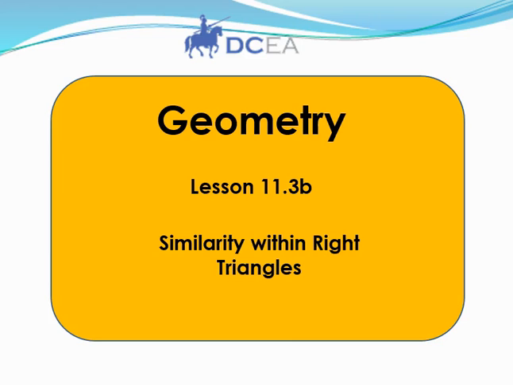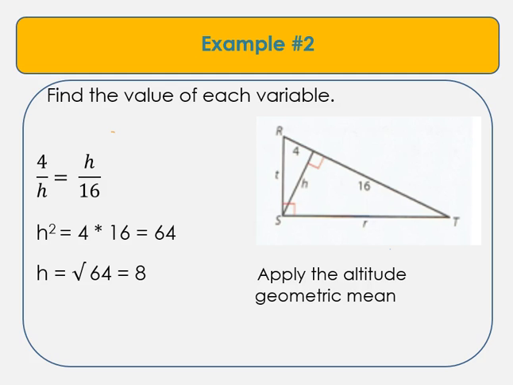Let's move on to the second part of lesson 11.3. We just have one example and a few demo problems. Example number 2 says find the value of each variable. We have a right triangle and you can see that we have an altitude. What we're going to do is apply the altitude geometric mean.